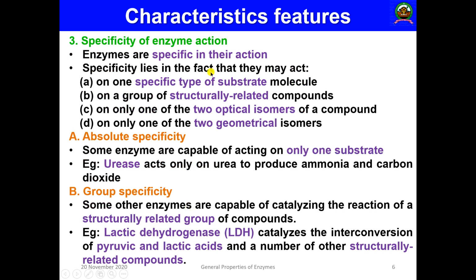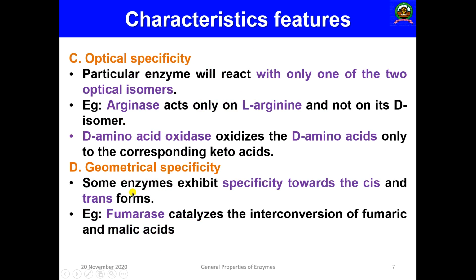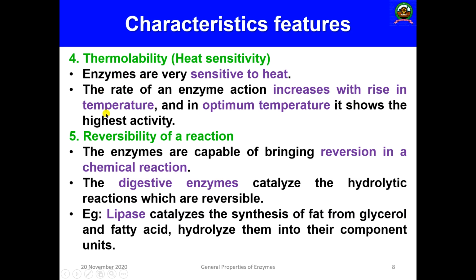So based on the specific activity of the enzyme, absolute specificity, group specificity, optical specificity and geometrical specificity are very, very important. The next one is thermostability or heat sensitivity. Temperature is a very important parameter for the activity of enzymes. Enzymes are very sensitive to heat. As you all know, enzymes are proteins, so they have an optimum temperature for ideal activity.